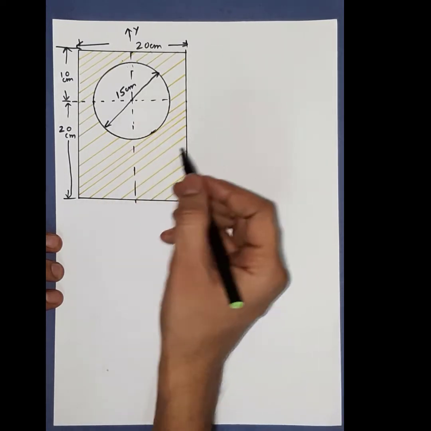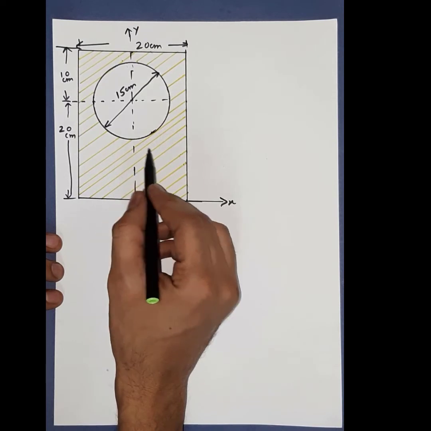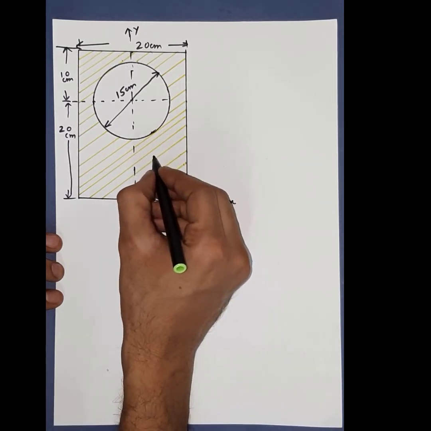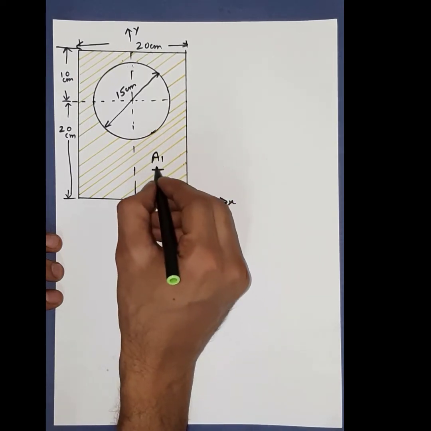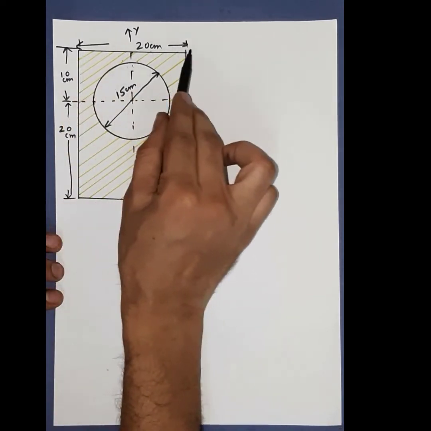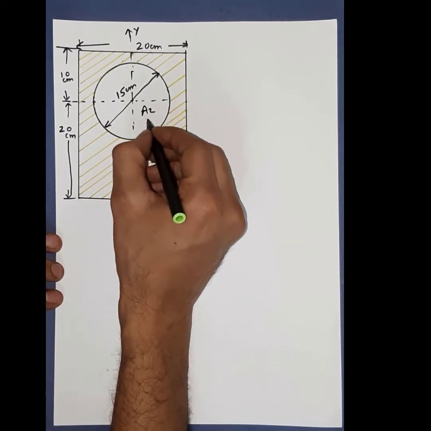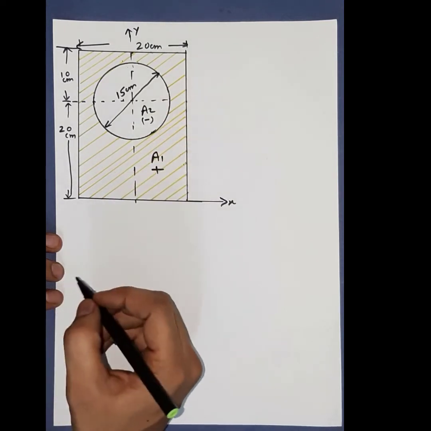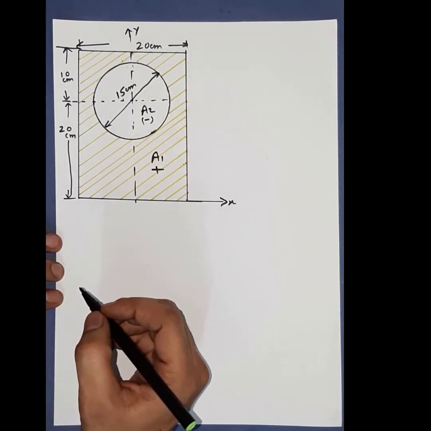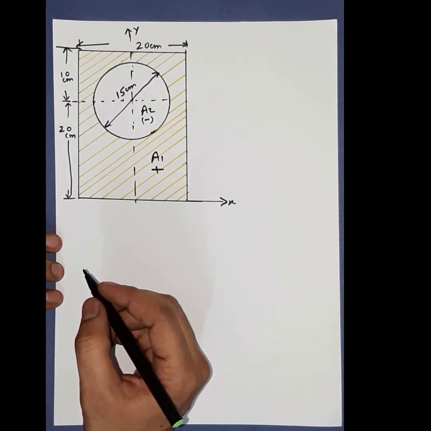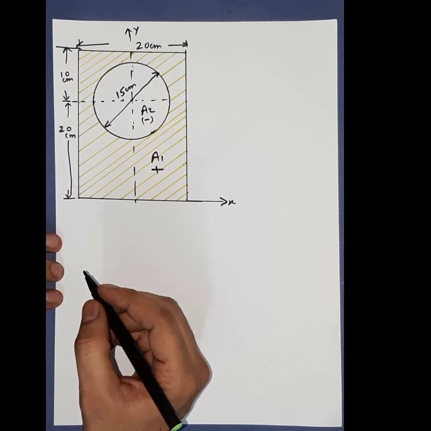So we can split that composite figure into standard geometrical figures. That will be this figure A1, a positive area, a rectangle of 20 centimeter by 30 centimeter, and this A2, which will be a circle and a negative area, a circle of diameter 15 centimeter. Using the formula, xc is A1 x1 minus A2 x2 divided by A1 minus A2, and yc is A1 y1 minus A2 y2 divided by A1 minus A2.